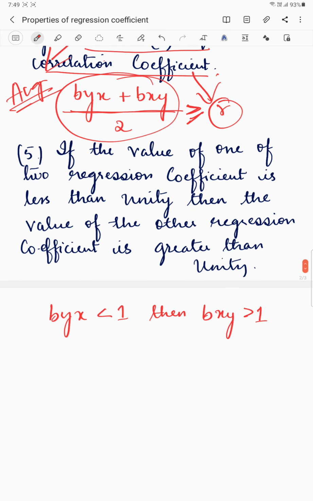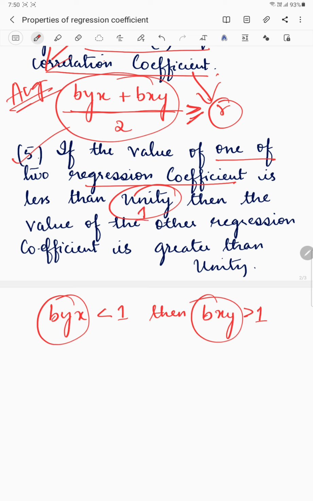Now we are going to do the fifth property. If the value of one of the regression coefficients, that means these two are the regression coefficients, right? If the value of one of the regression coefficients is lesser than unity, unity means 1. If it is lesser than 1, then the value of the other regression coefficient is greater than unity. So, if one is less, the other one is greater than unity.